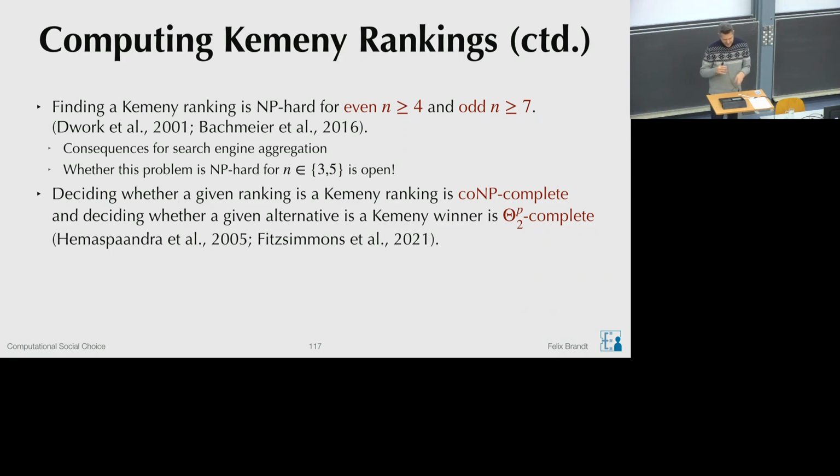Then there are other decision problems you can look at, for instance, deciding whether a given ranking is a Kemeny ranking, rather than asking whether a given alternative is a Kemeny winner. So this problem is co-NP complete, and so is the problem of deciding whether a given alternative is a Kemeny winner. So you are going to show in the homework exercise that this is NP hard, but it's not in NP. It's even harder than the problems in NP. So it's theta 2P complete. I don't expect anybody to know about this complexity class, but it's upper in the polynomial hierarchy. And it basically, in a simplified way, just means that this is even harder than an NP hard problem, or even harder than an NP complete problem.